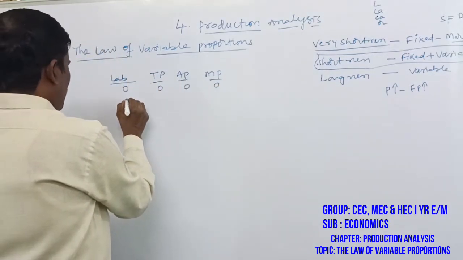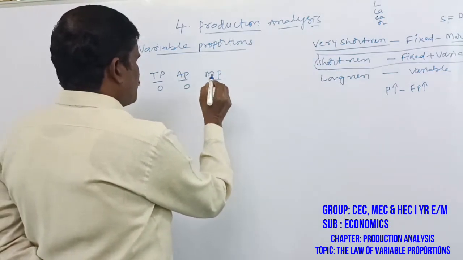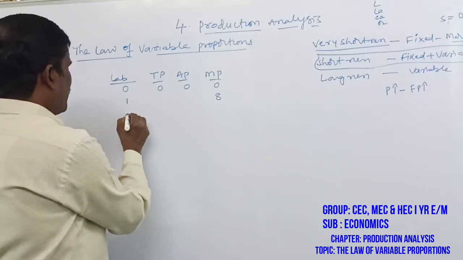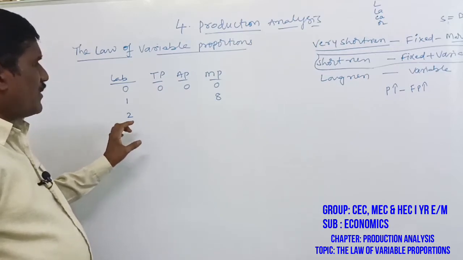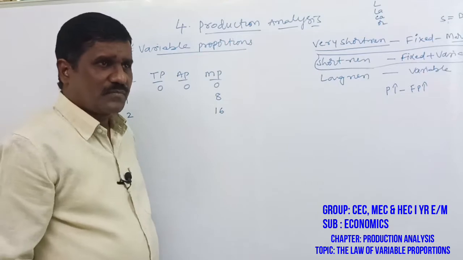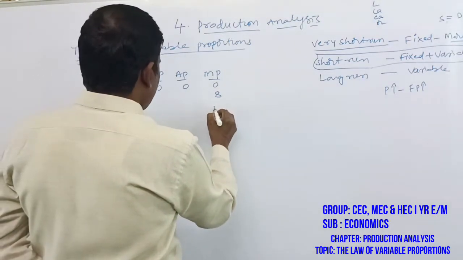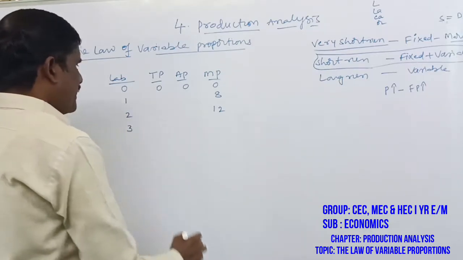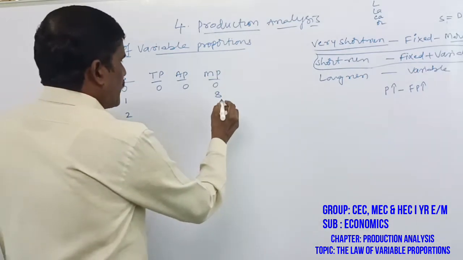Suppose the producer appointed one labor. When one labor is appointed, the one labor produced 8 goods. Then the labor increases to 2. The organizer's aim is to increase the production. When the labor increases, automatically the marginal production also increases. The second labor produced 12. So what happened? Production increases. Then the number of labor increases, and he produced 16. A single one produced 16. So the production increases.